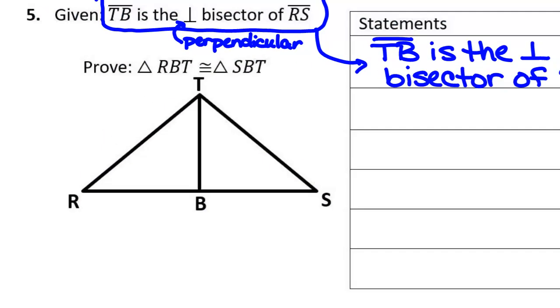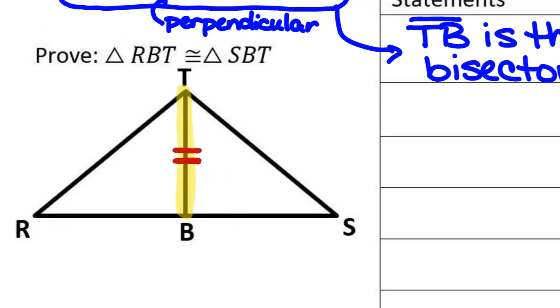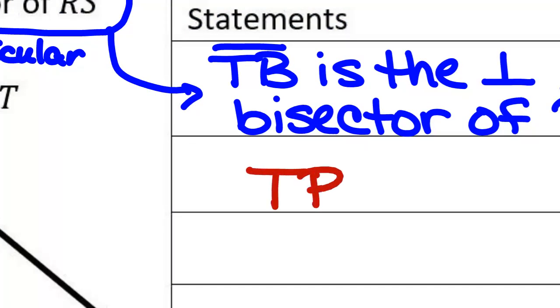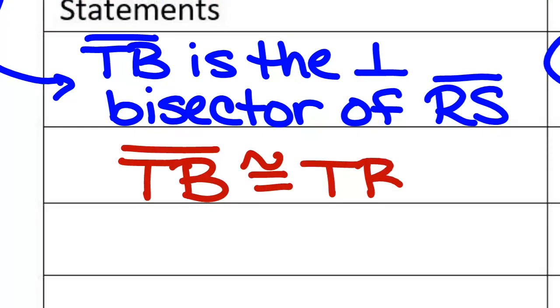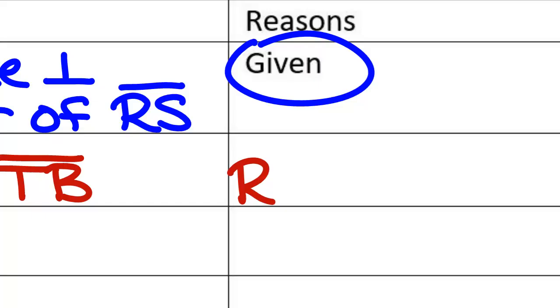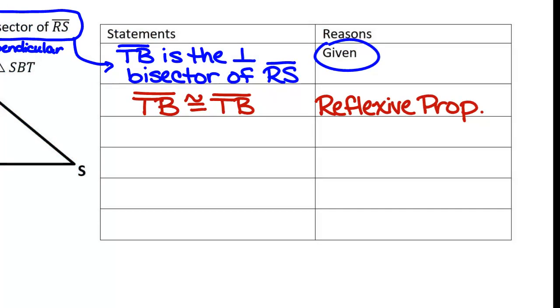Is there anything in the picture that I'm allowed to mark without being told? Yes. TB. We have a shared side here. I would say that TB is congruent to what? Segment TB is congruent to itself, segment TB. What was the reason that we can use to say something is congruent to itself? Reflexive property. All right.